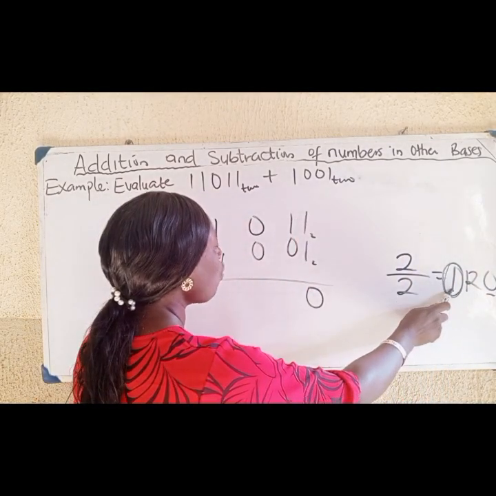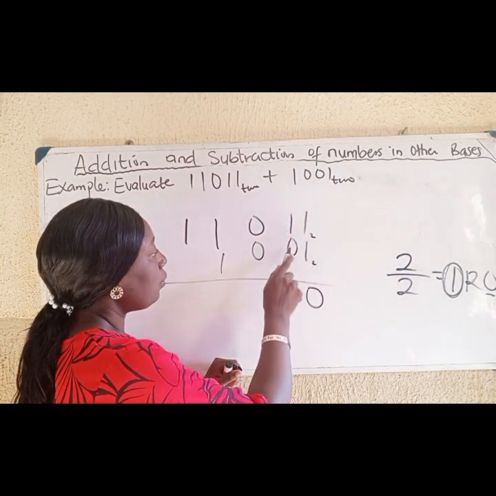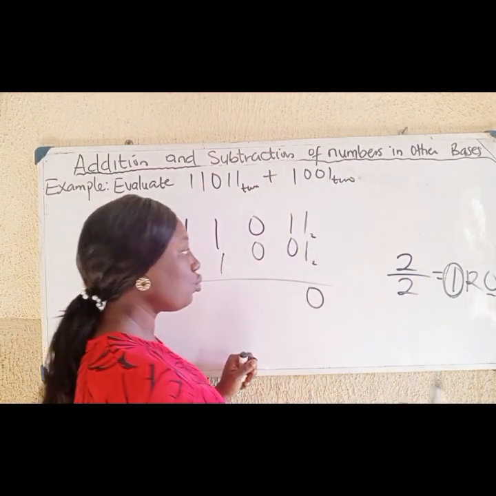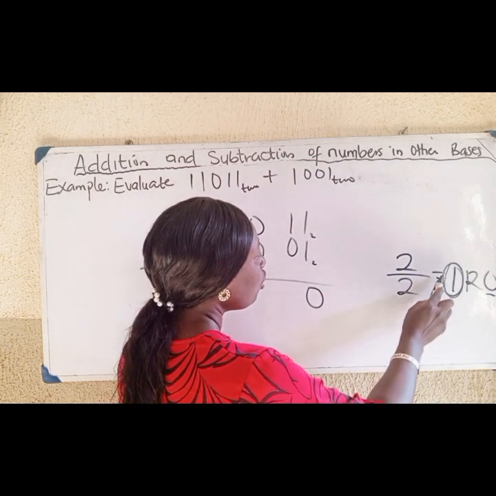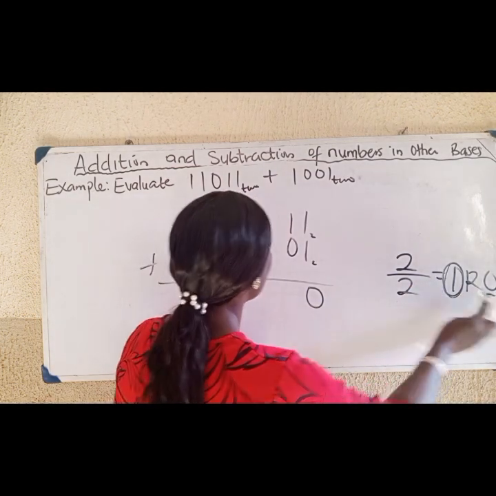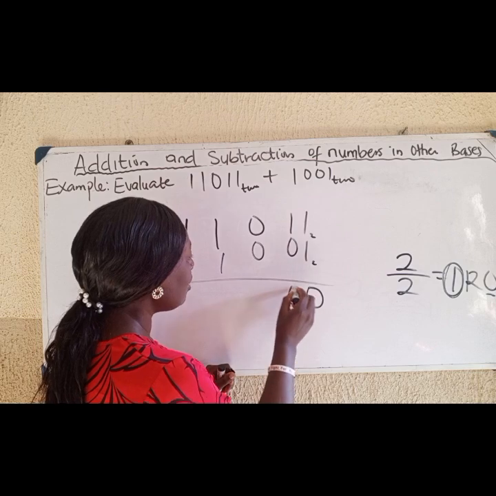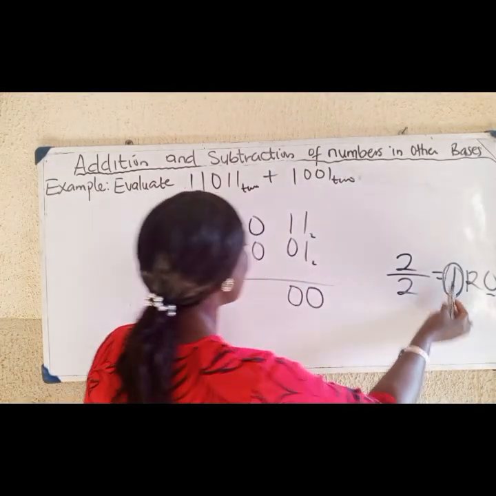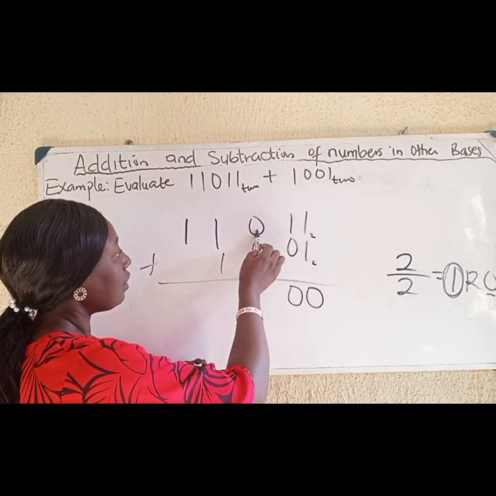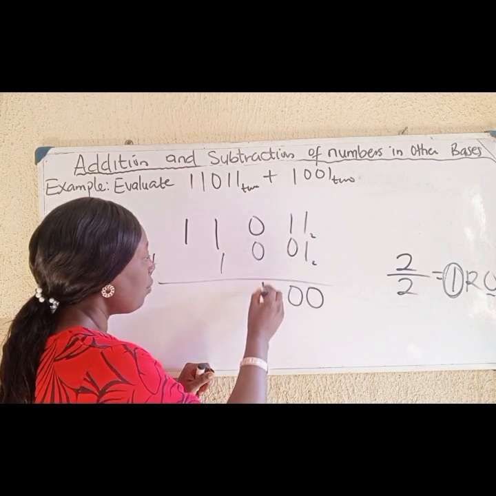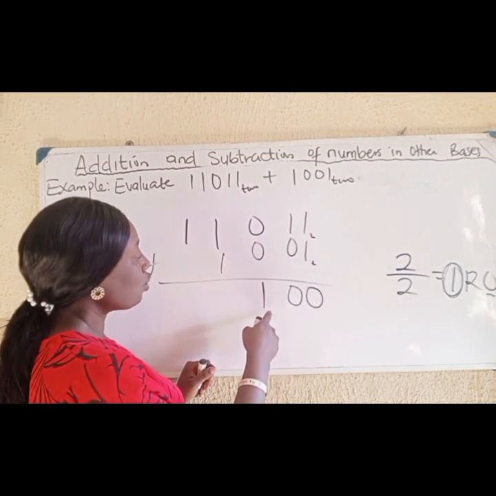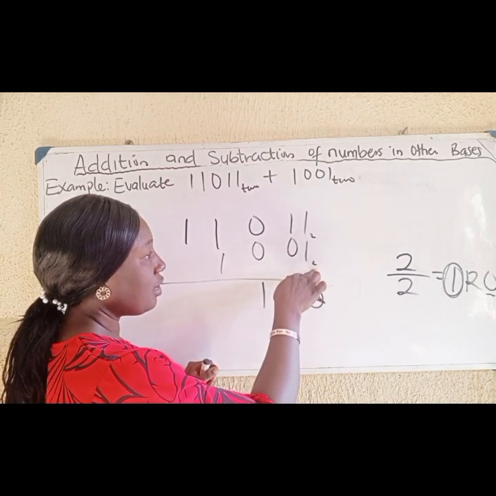So I'll now say this 1 plus 1 again plus 0 will give me 2, which is what I have here. So I say 2 divided by 2, which will give me 1 remainder 0. So here I'm going to write 0. Carry again this 1. 1 plus 0, 1. 1 plus another 0, 1. So I'll bring down 1 because 1 is still less than the base.